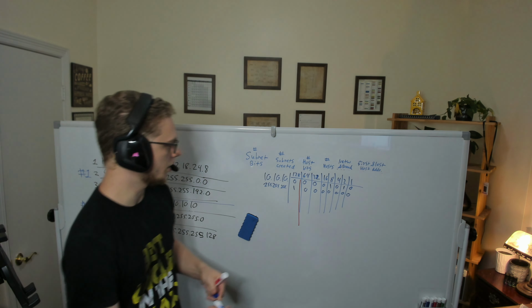So depending on the way, this to me is kind of ambiguous. That word is difficult for me to pronounce. It's a little ambiguous because it doesn't really tell you, okay, well we borrowed 1 bit, so we have 1 subnet bit.